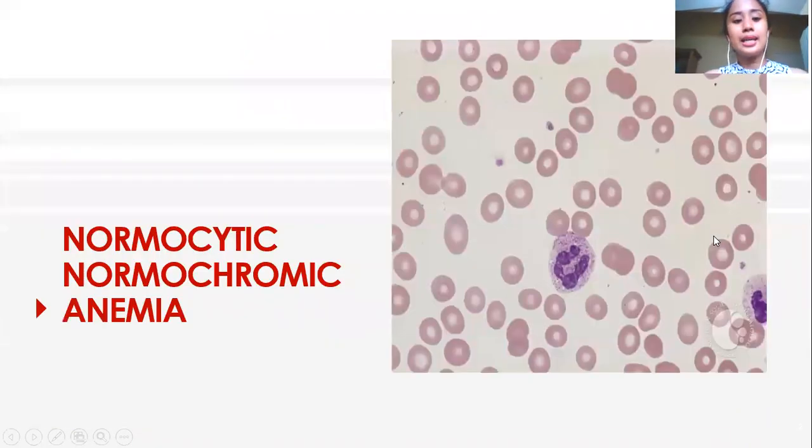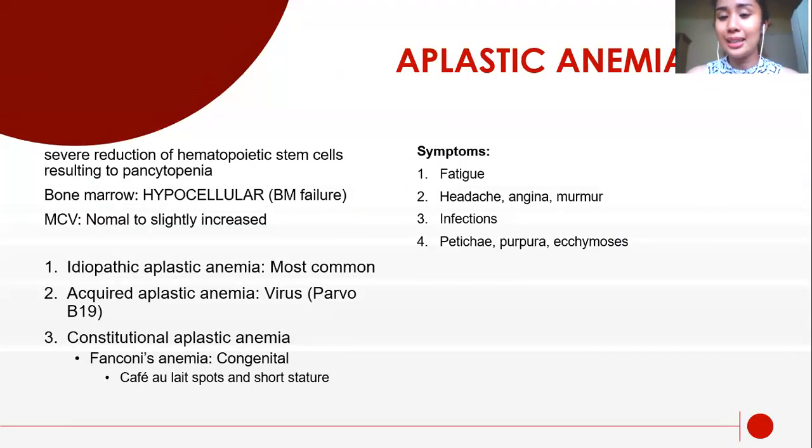Next is normocytic, normochromic anemia, class. We're almost done. Notice here in the picture, the red blood cells look good and complete, the pallor is not so big, it's small. The WBC also looks normal. So the first one, guys, is aplastic anemia.